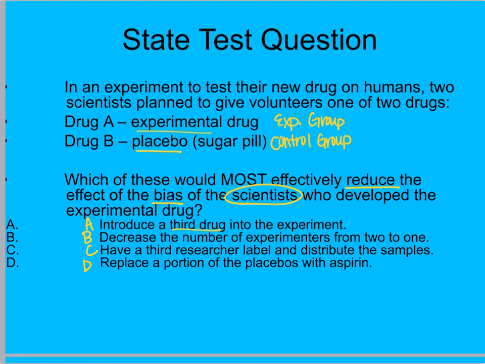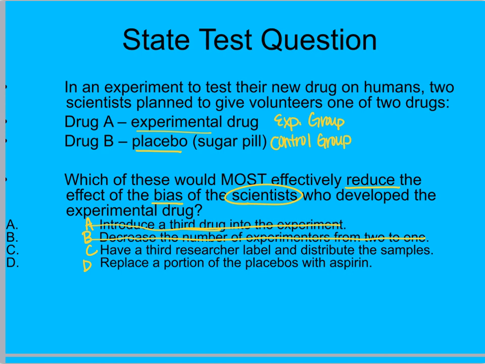Remember, bias is like opinions of experimenters. No, adding an additional drug is not going to do anything to that. Decreasing the experimenters from 2 to 1. So you're taking 2 people and decreasing it to 1. That's definitely going to be very bad. It's not going to reduce bias. It's the opposite of what you would want to do.